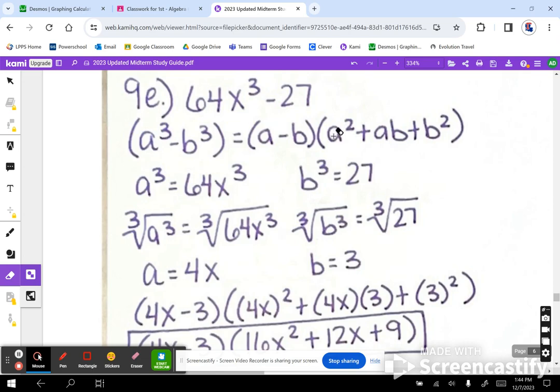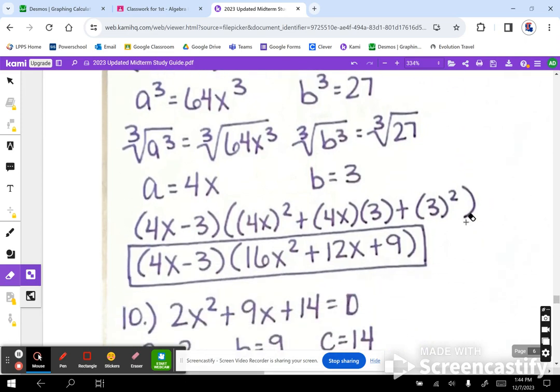Then you are going to substitute your a and b into the second trinomial over here. A, where a is 4x squared, plus a, 4x, times b, 3, plus b, where b is 3, squared. That comes from this right here. I just substituted in 4x for a and 3 for b.